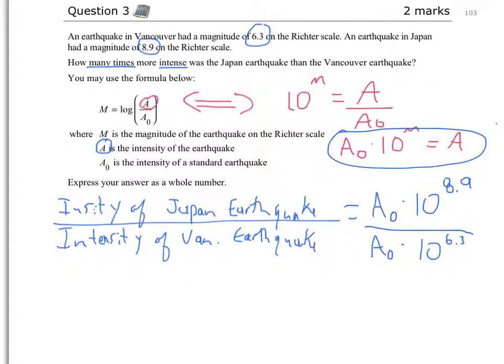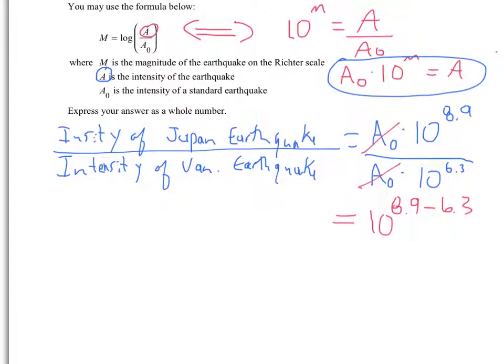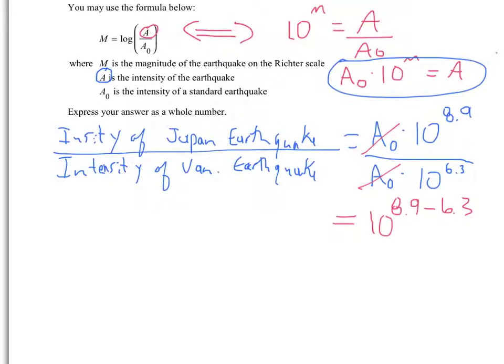It doesn't really matter at this point that we don't know the intensity of the standard earthquake, because it cancels, and now we just have a common base. So we have 8.9 subtract 6.3. So if we continue on, this becomes 10 to the 2.6.